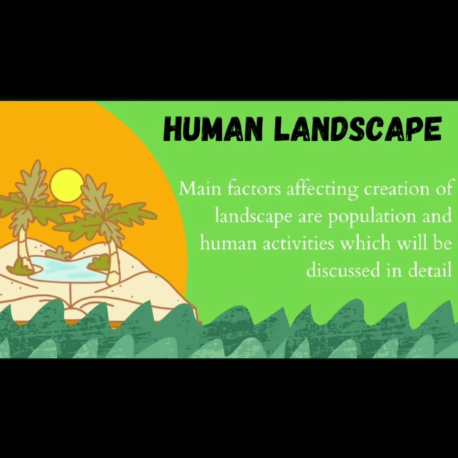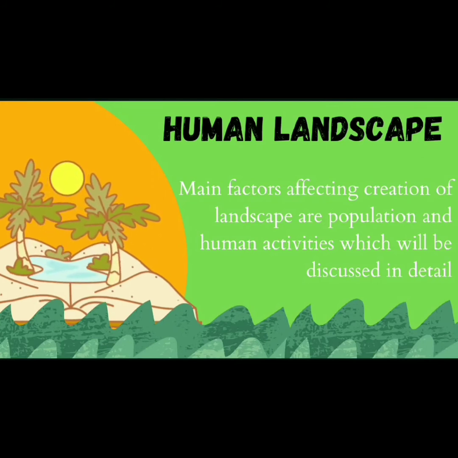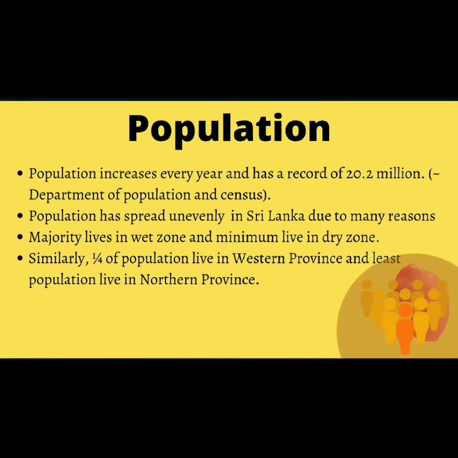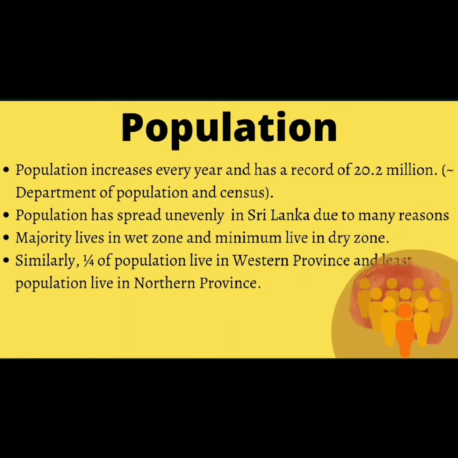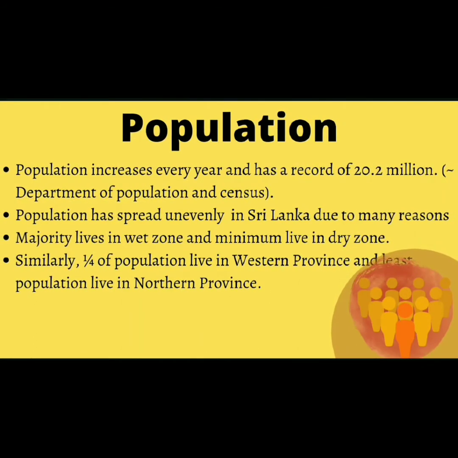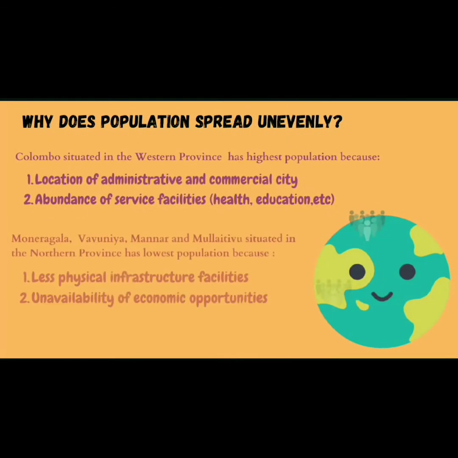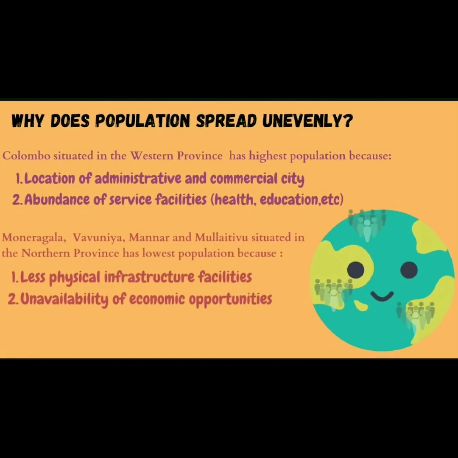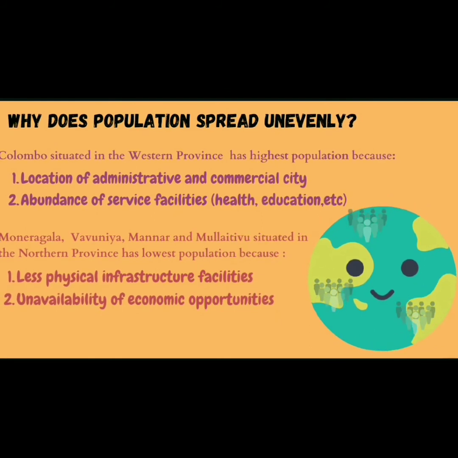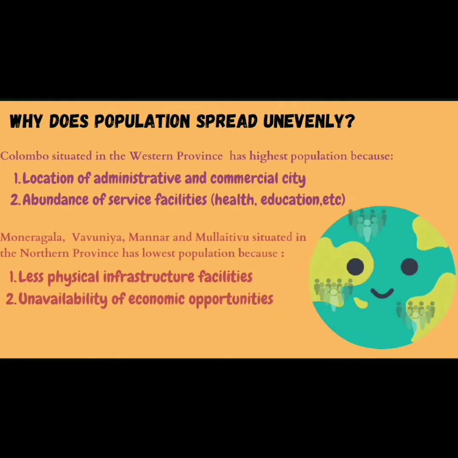Human landscape. Under this, population and human activities are the factors affecting it. Population. It is the amount or density of people in a country. Our country has 20.2 million. We all know population is spread unevenly. But why? Because when population is high, it's because of location of administrative and commercial cities and abundance of service facilities, and it's low because of less physical infrastructure facilities and unavailability of economic opportunities.